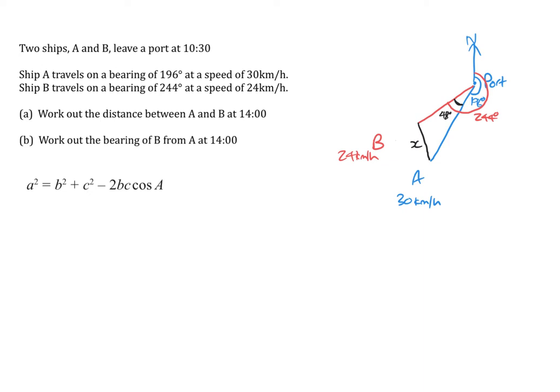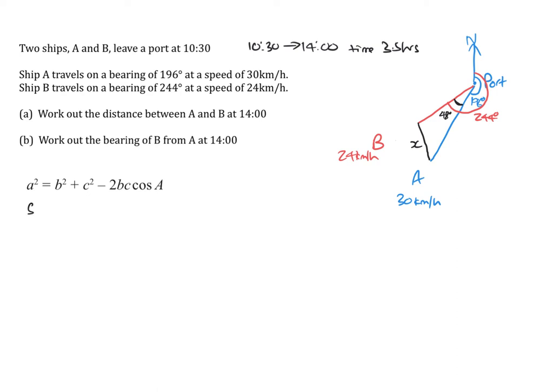And it's going to be helpful if I work out the distances, because I don't have any distances, and I can work that out using the speed and the time. So if we start at 10:30 and we go on till 1400 hours, that's a time of 3.5 hours. So that's going to be useful.